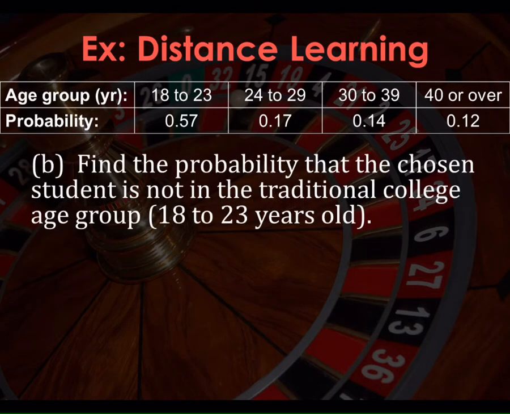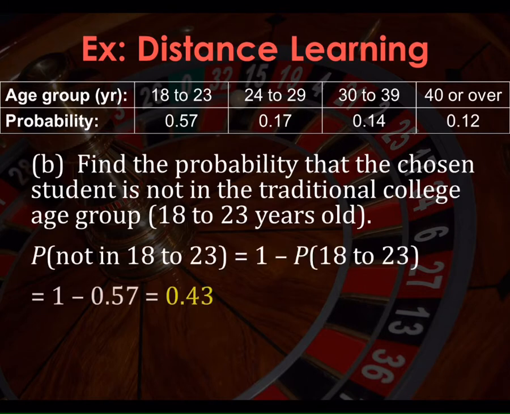B, find the probability that the chosen student is not in the traditional college age group, which means the student is not 18 to 23 years old. So the way to think of it is you can either add up all the groups that are not 18 to 23, or you can think of it as subtracting the probability that you do pick someone from 18 to 23 from 1. So you can either do 0.17 plus 0.14 plus 0.12, or you can do 1 minus 0.57. In either case, your probability of picking a student that's not in the traditional age group is 0.43. So 43%.